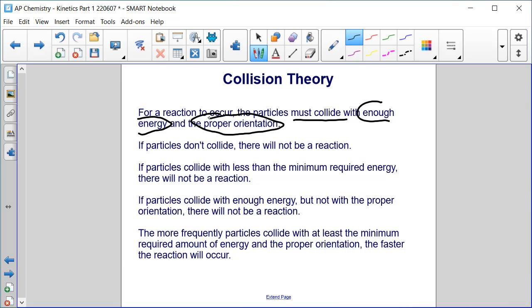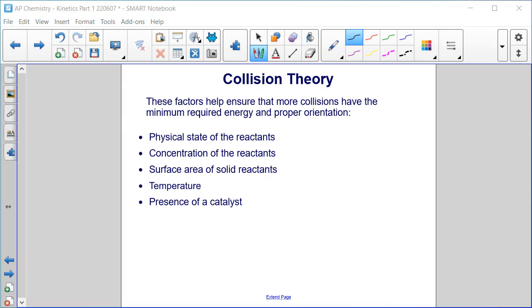The more frequently particles collide with at least the minimum required amount of energy and the proper orientation, the faster the reaction will occur. Here are the factors that help ensure that more collisions have the minimum required energy and proper orientation: physical state of the reactants, concentration of the reactants, surface area of solid reactants, temperature, and the presence of a catalyst. We'll discuss each of these in more detail in the following slides.